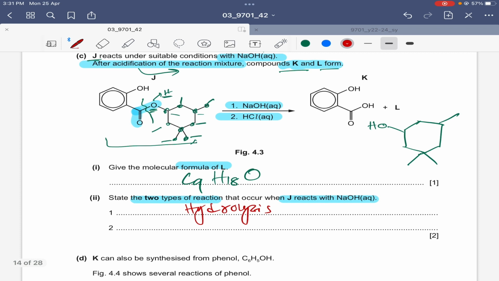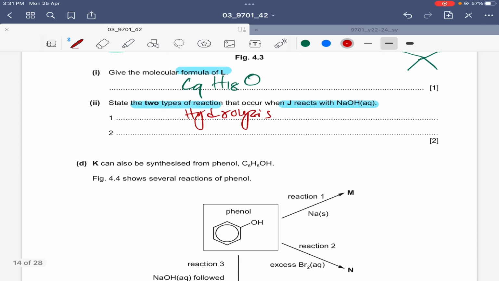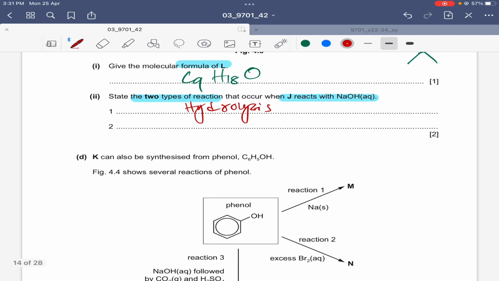And due to hydrolysis, we would get salt, not this carboxylic acid. Instead of this hydrogen, we get Na, but then we add acid, and acid would release H plus ions, and it would attach with oxygen. So this is an acid-base reaction. We get the carboxylic acid back. So the second reaction would be acid-base reaction.